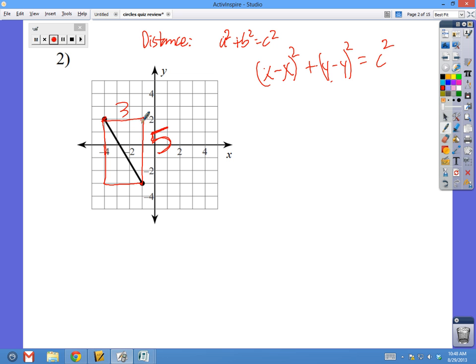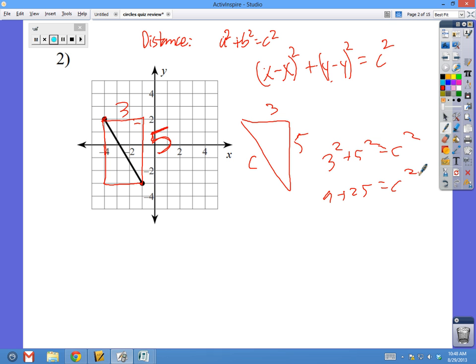So now if I look at this 90-degree triangle that I know is 5 tall and 3 wide, and that is your c. That's what I want to find, the distance. So I just go 3 squared plus 5 squared equals c squared. So it's going to be 9 plus 25 equals c squared. 9 plus 25 is 34 equals c squared. But now you've got to solve for c. So you square root the right, square root the left.